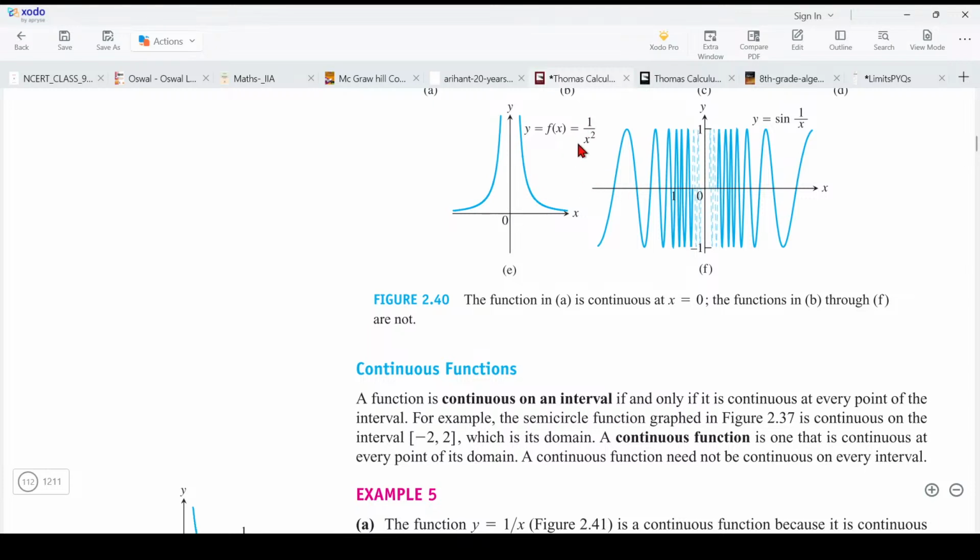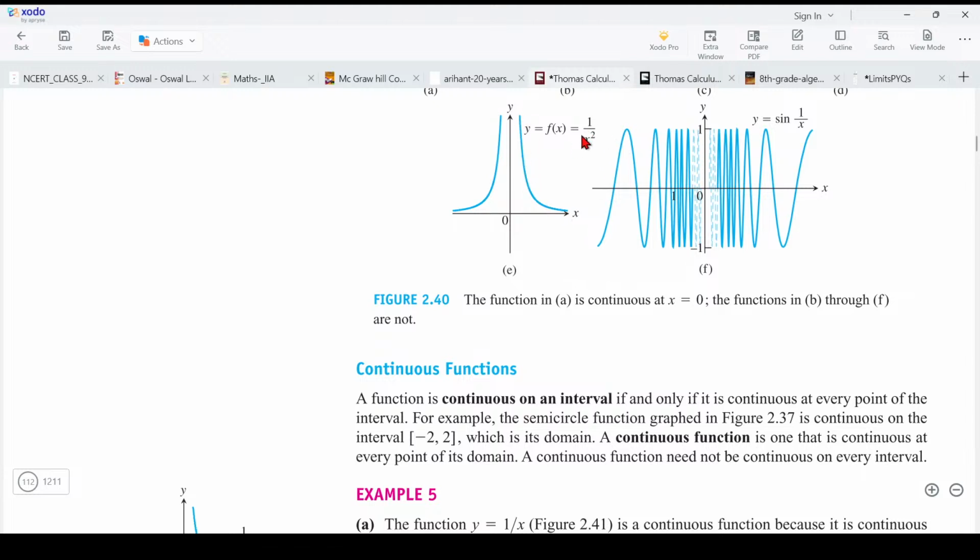Right? 1/0 is not defined. Okay. Then, if at one point it is discontinuous in the entire graph, then it is deemed to be discontinuous itself. Otherwise, if you restrict the place, then you say it is continuous between these points. Okay.